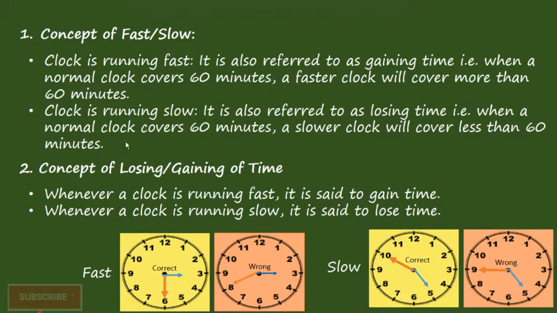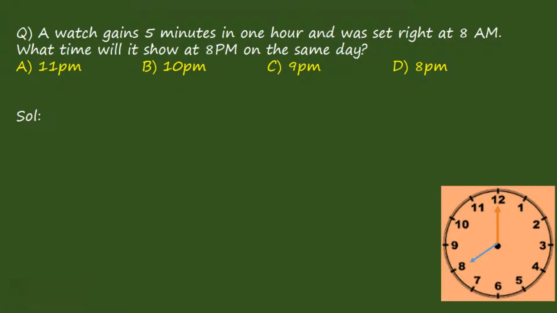The first question is: a watch gains 5 minutes in 1 hour and was set right at 8 a.m. What time will it show at 8 p.m. on the same day? First we write down what is in the question. For 1 hour it gains 5 minutes, that is, it is 5 minutes fast each hour, and it was set right at 8 o'clock.